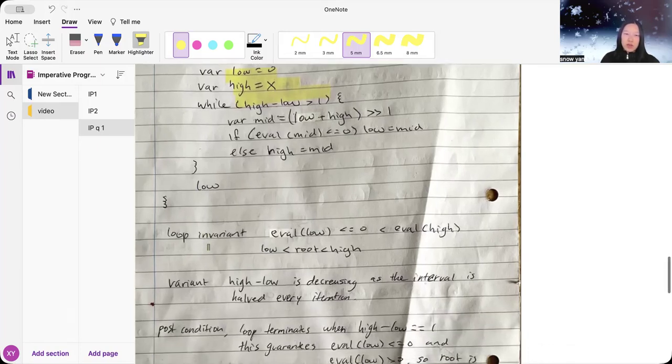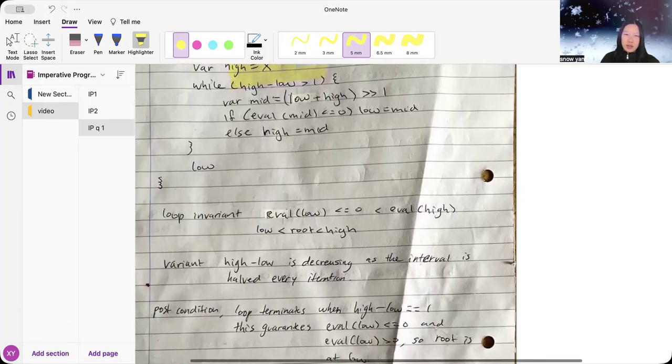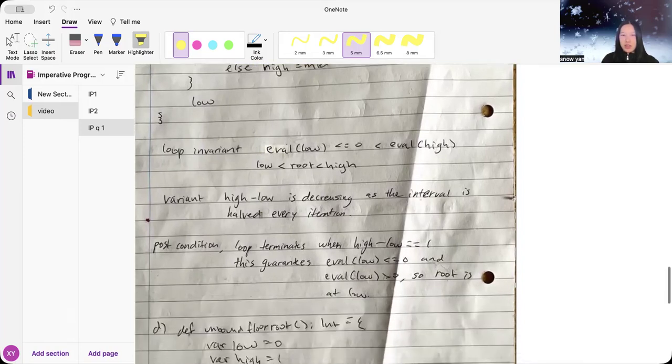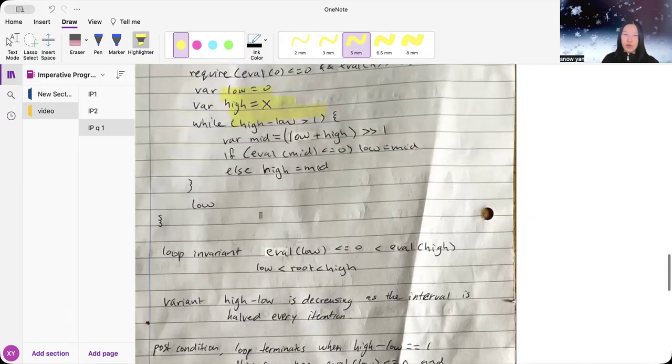So the loop invariant is that evaluate(low) is smaller than or equal to 0, which is smaller than evaluate(high), so the root is between low and high. The variant is that high minus low is decreasing, as the interval is halved every iteration. In the postcondition, the loop terminates when high minus low is equal to 1, and this guarantees that evaluate(low) is smaller than or equal to 0 and evaluate(high) is greater than 0, so the root is at low.